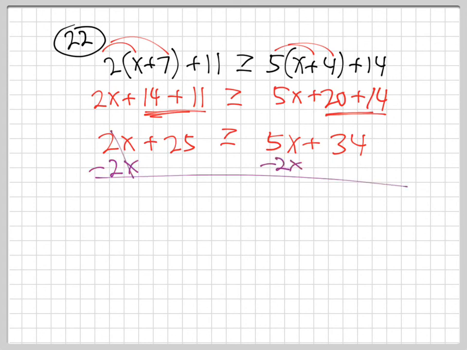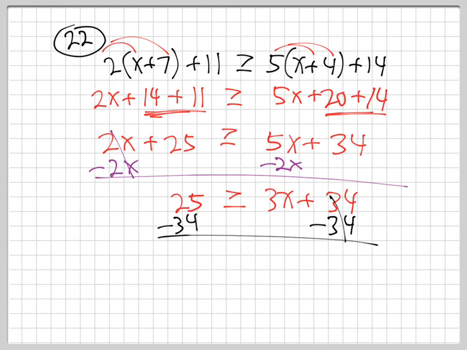Minus 2x from both. So that'll be what, 3x? And x wants to be alone there, so subtract 34 from both sides. What's that? Minus 9. Last step to get x alone. Divided by 3. Do I need to flip the symbol? No. When do you need to flip the symbol?